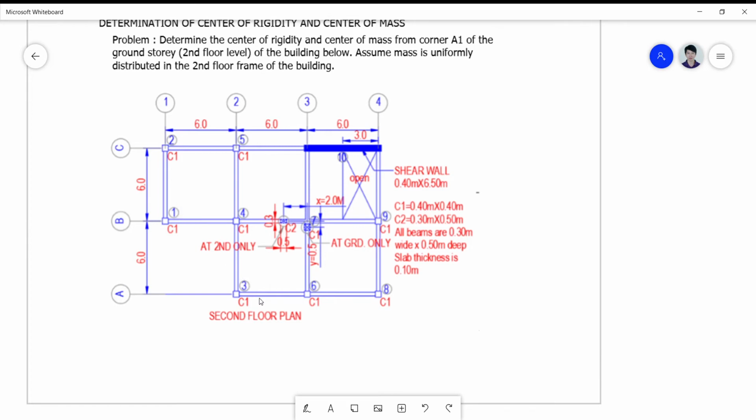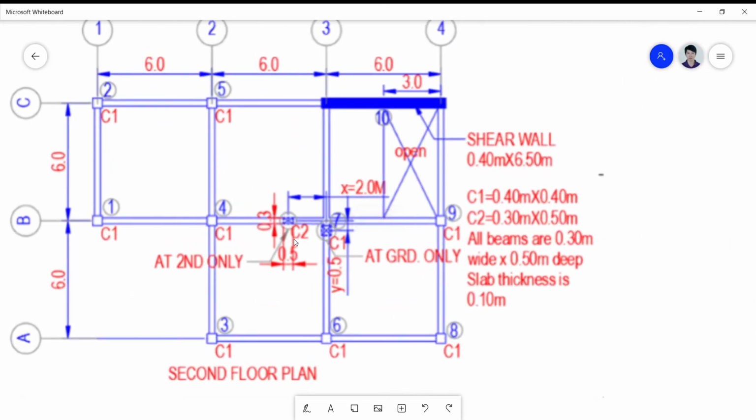Okay, so the columns are actually given in terms of their size. So C1 here are all 40 by 40 centimeter, and C2, which is actually this column here, is 0.30 by 0.50 meters. The dimension is shown here. So this is 0.3 and this is 0.5. It's important to note the direction of the dimension in case the columns are not square columns, because that will be a key to the determination of its flexural rigidity, or simply the moment of inertia.